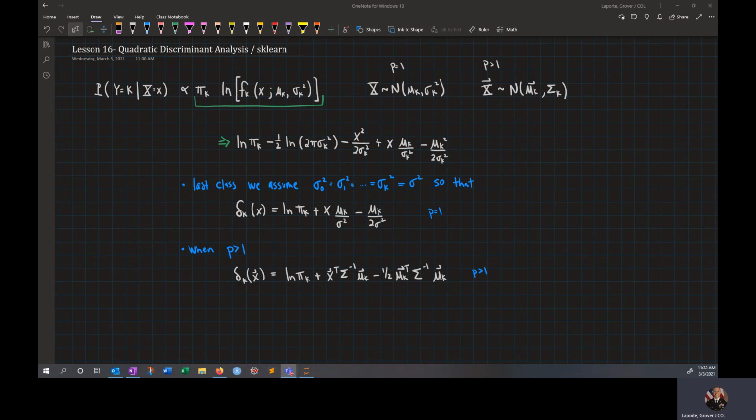All right, this is lesson 16, the QDA, or the quadratic discriminant analysis. What we're going to start is where we ended off last time. So we ended off with linear discriminant analysis, or LDA, and most of the stuff that we did in that lesson applies to this lesson.